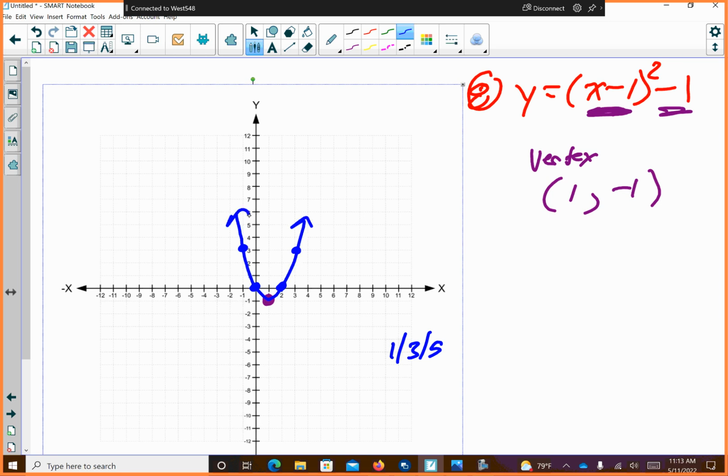So for number 8, they wanted to know the vertex. We got that. The y-intercept. Ooh, the y-intercept is right there. Agreed? So that y-intercept is at 0, 0. Do you think it's okay if the y-intercept is at 0, 0? Well, that's where our dots landed, so I think it's okay.